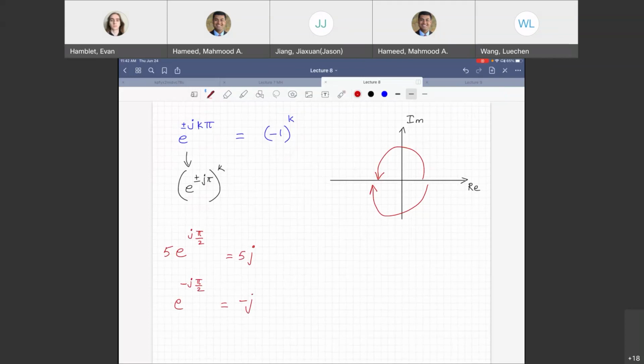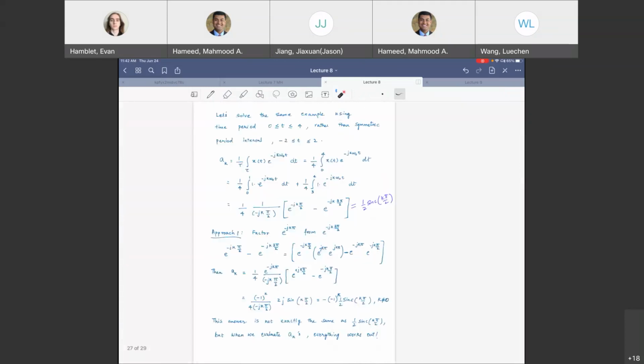So sometimes when you have a j, you may need to write that j in this form so that you can use it in your simplification. That usually doesn't happen. What usually happens is you will have something like e to the j pi over 2, and you will need to observe and write it as a j. Questions about this? So that's what we have used here.